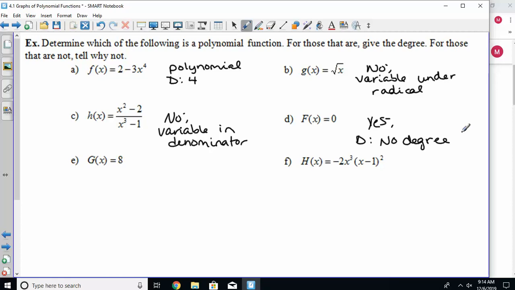If we could put any power, why wouldn't we just say infinity or something like that? Degree has to be one particular thing, and since we can't narrow it down to just one thing, we just say there isn't one.